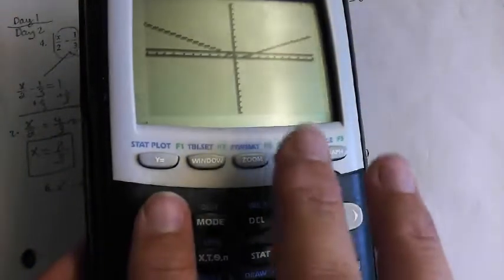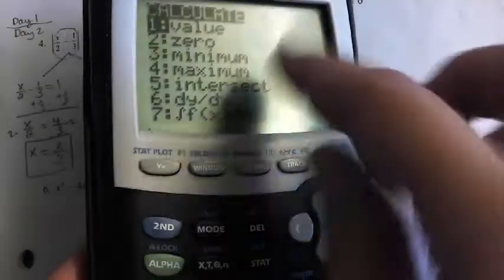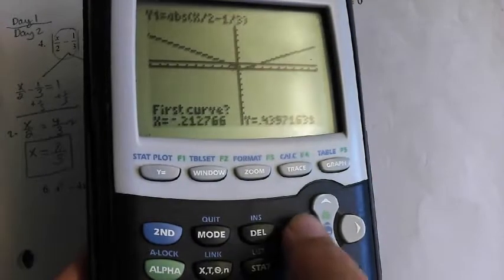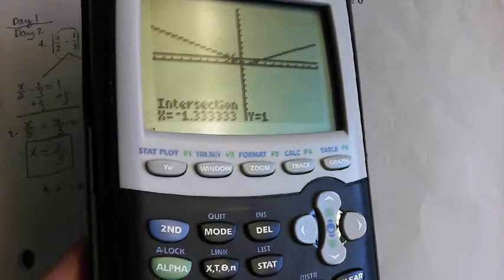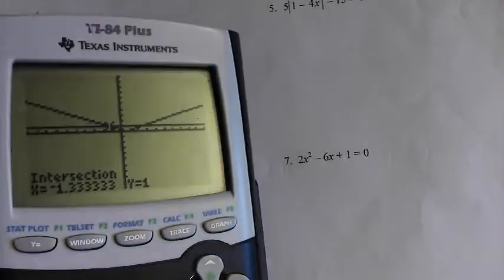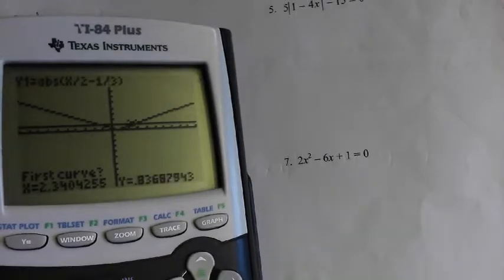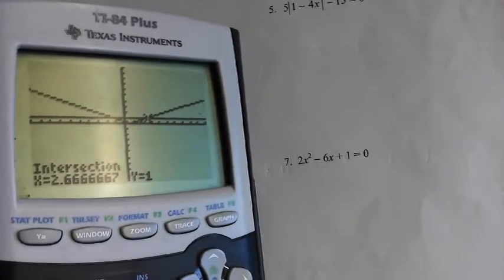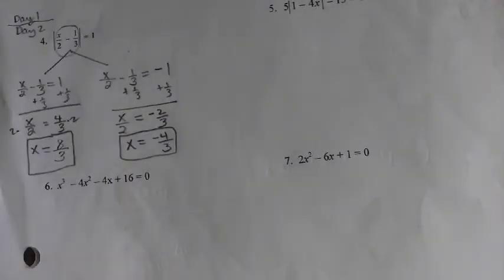How do you find where they intersect? Second trace, yep. Intersection is an option. And you just bring your cursor close to the first intersection and you just hit enter, enter, enter. And you get negative 1.3 repeating, which is what that one is. And then you'd redo that process, second trace, intersect again, and scroll over here. Enter, enter, enter. If you only solve it graphically, you won't get credit. You have to do all this algebraically, and then I'm just giving you a way to check it. Okay. Okie doke? All right.